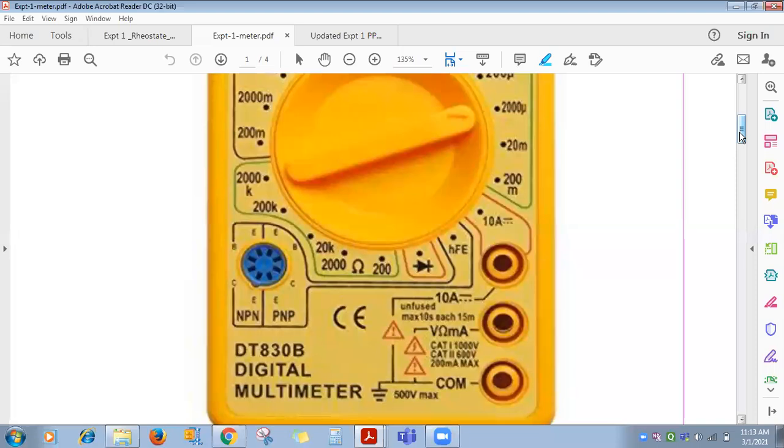Clear, DMM applications? Ma'am, what is meant by the symbol in the latest DMM? Please go down. This one? Please go down. Okay, down. Okay. Yes.